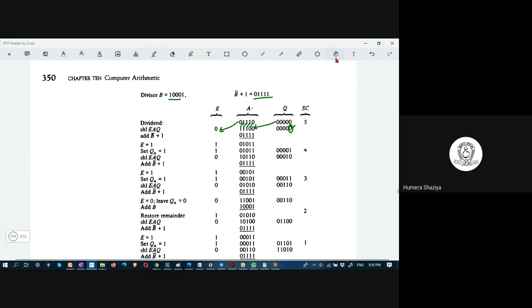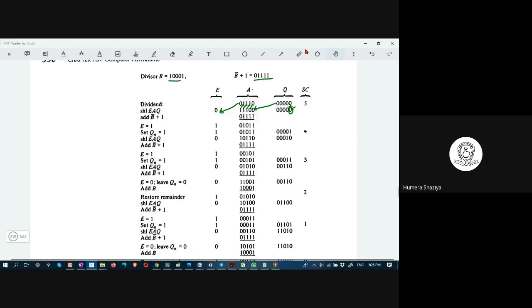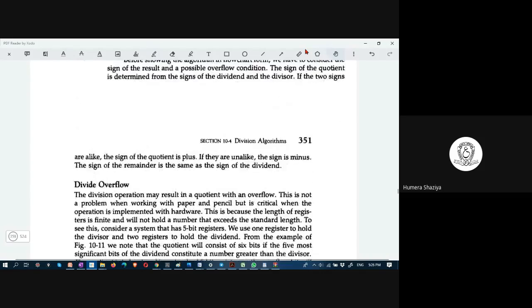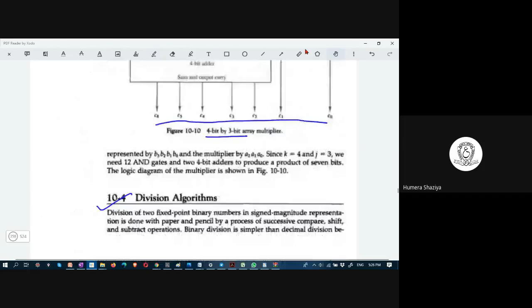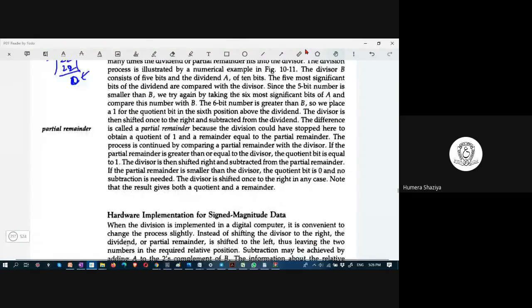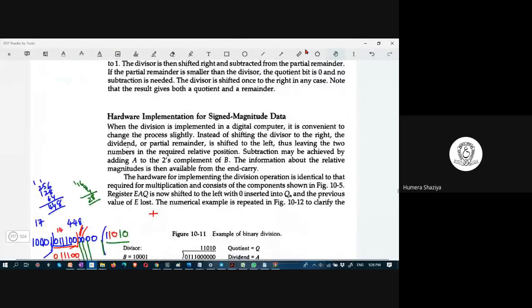And then what is done? Here, after shift left operation, add this B's complement, 2's complement of B. After adding 2's complement of B, E is, okay, let me see whether there is any flowchart given. The flowchart is not given here. Let us try to understand.